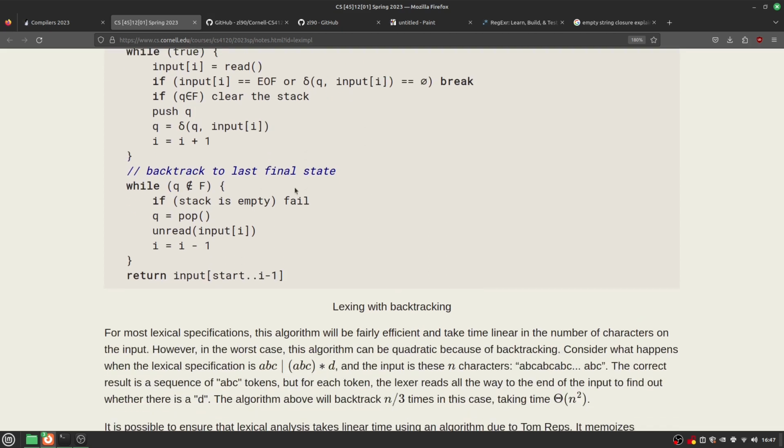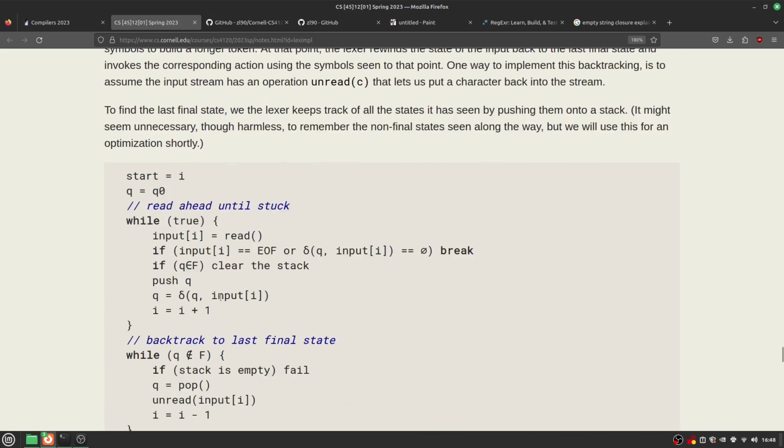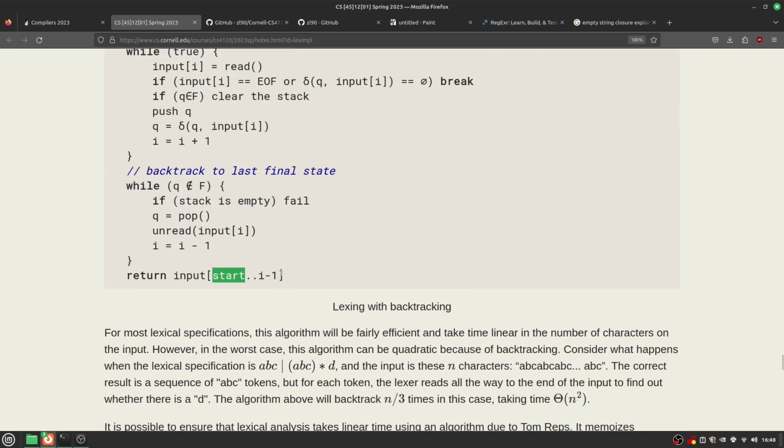Backtrack to the last final state. While the state is not final, if the stack is empty, throw an error. We pop the last state from the stack. We walk back the input, and we decrement I. Finally, we return the input from the start to I minus 1.